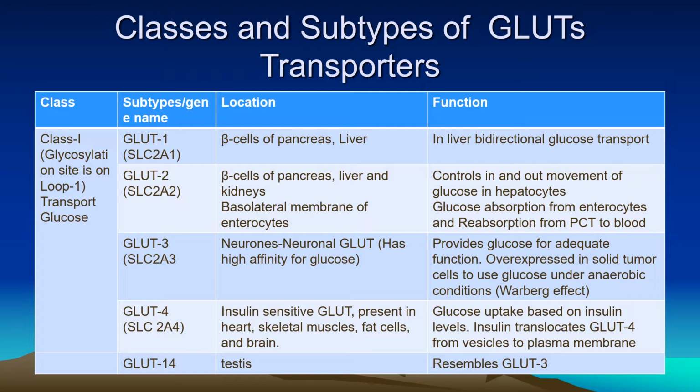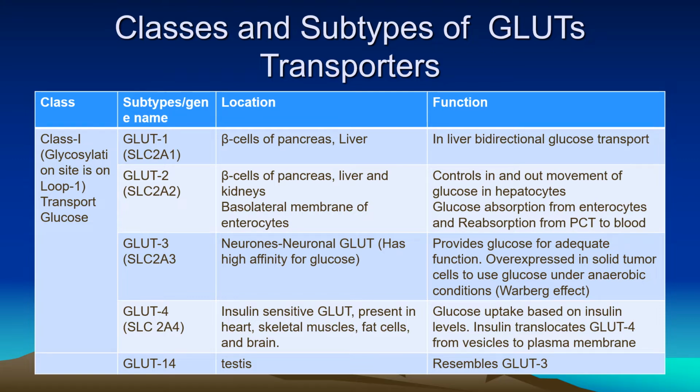Now, as discussed earlier, there are three broad classes of GLUTs. Class 1 is a group where glycosylation occurs on loop 1, and the main function is glucose transport. Its subdivisions are GLUT1, GLUT2, GLUT3, GLUT4, and GLUT14. GLUT1 is located on beta cells and liver. GLUT2 is located on beta cells of the pancreas, liver, and kidneys, and particularly on the basolateral membranes of enterocytes, and is responsible for the major bulk of the transport of glucose during food intake.